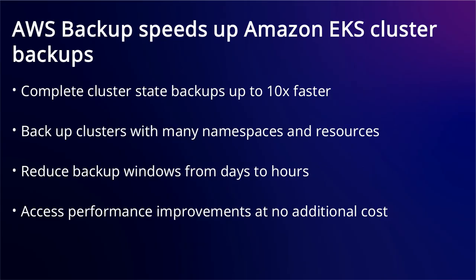Backing up Amazon EKS clusters with large numbers of namespaces and Kubernetes resources previously required extended backup windows that could span days, creating operational challenges and extended vulnerability periods. AWS Backup for Amazon EKS now addresses this by completing cluster state backups up to 10x faster. You can complete cluster state backups up to 10x faster than before, enabling you to back up clusters with many namespaces and resources more efficiently.